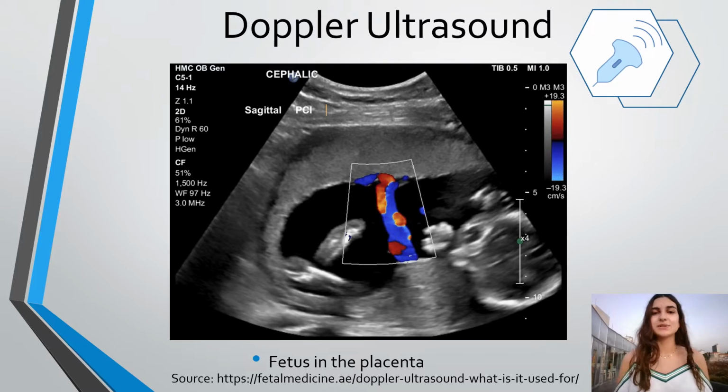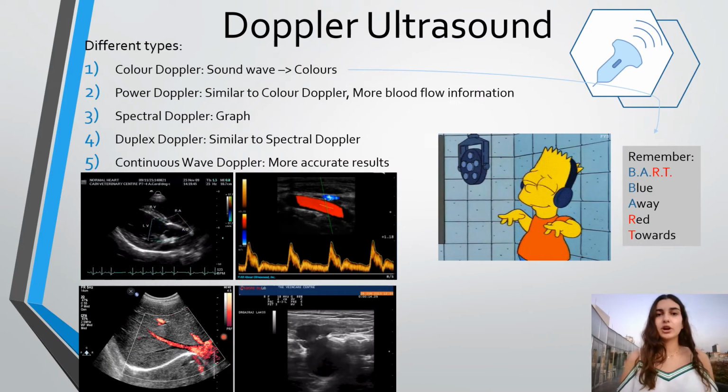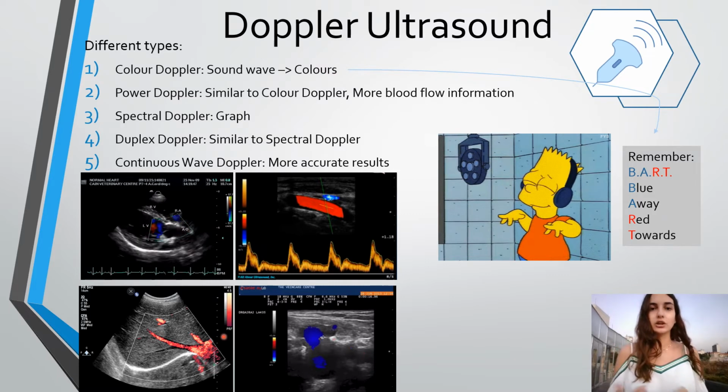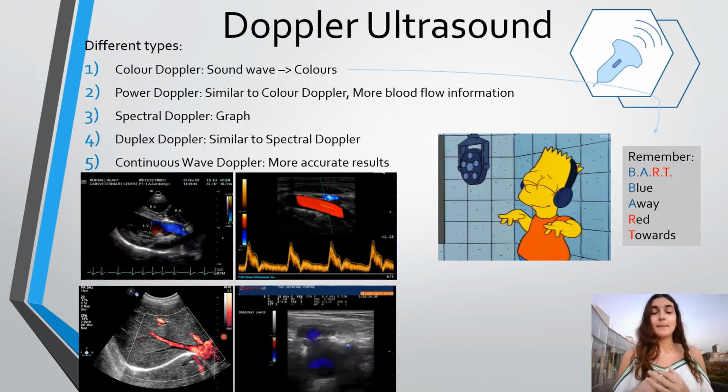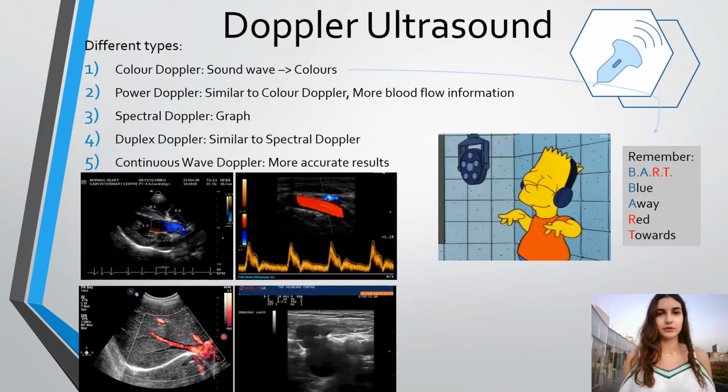Here, it is used to see whether the placenta of the mother is working fine and delivering enough oxygen and nutrients to the baby. Different Doppler ultrasound tests exist. In color Doppler, sound waves are converted into colors that show the velocity and direction of blood flow. Power Doppler is similar but gives more blood flow information. However, it cannot indicate the direction of blood flow.